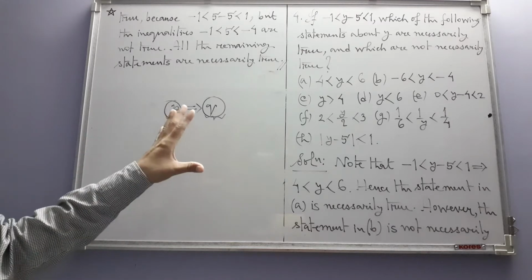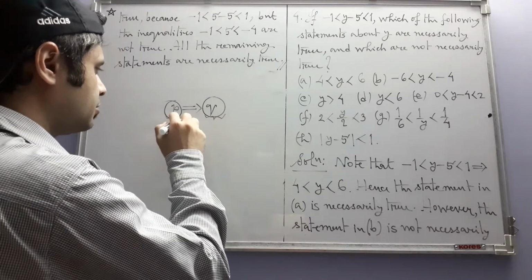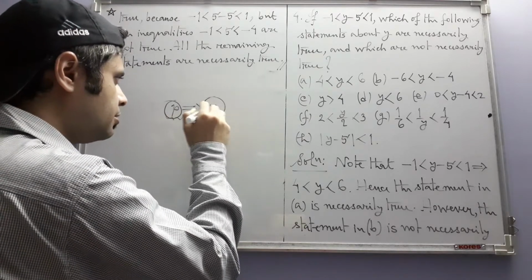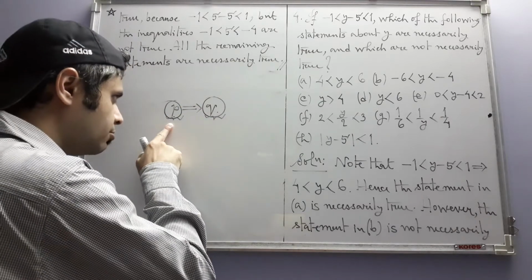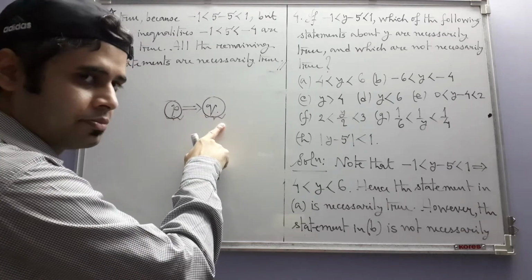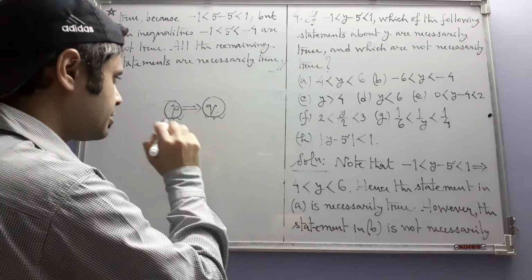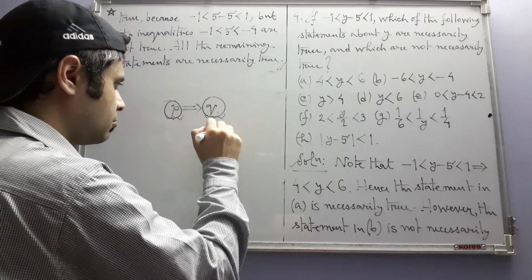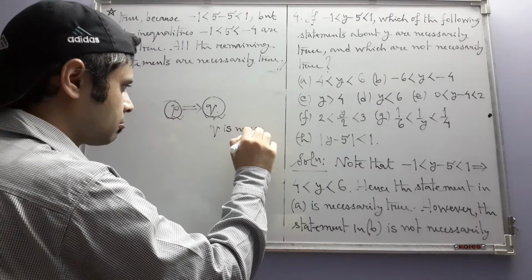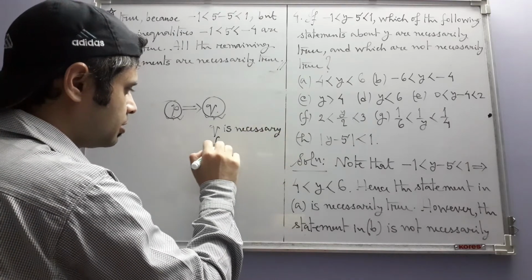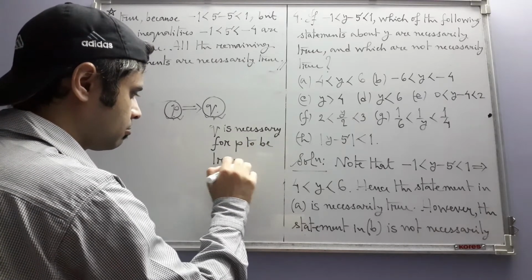If the implication is true, then we say that Q is necessarily true for P. That means if P is true, then Q has to be true. It's a necessity that Q be true. And at the same time, let me write it like this: Q is necessary for P to be true.